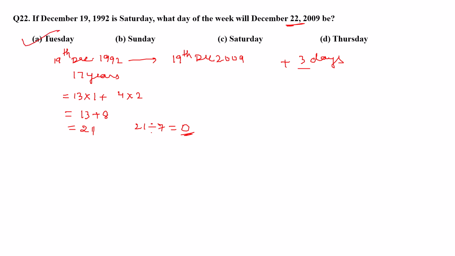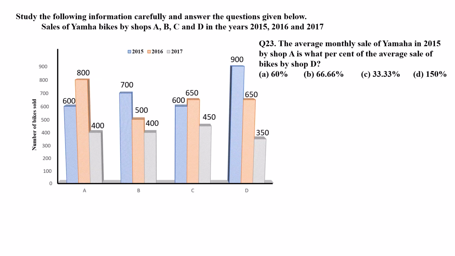Okay, in 0 you have to add 3 more days extra. So whatever is given here, Saturday, in Saturday you have to move 3 days ahead, you will reach Tuesday. So Tuesday is the right answer. Now question number 23 we will do.